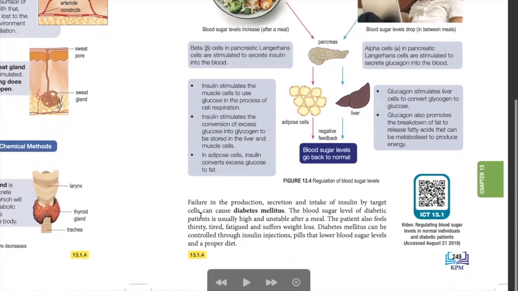You see here, failure in the production, secretion, and intake of insulin by targeted cells can cause diabetes mellitus. The blood glucose level of a diabetic patient is usually high and unstable after a meal. The patient also feels thirsty, tired, fatigued, and suffers weight loss. Diabetes mellitus can be controlled by insulin injection, pills that lower the blood glucose level, and a proper diet. Just now, I think you have studied this, right? Diabetes mellitus in the presentation.